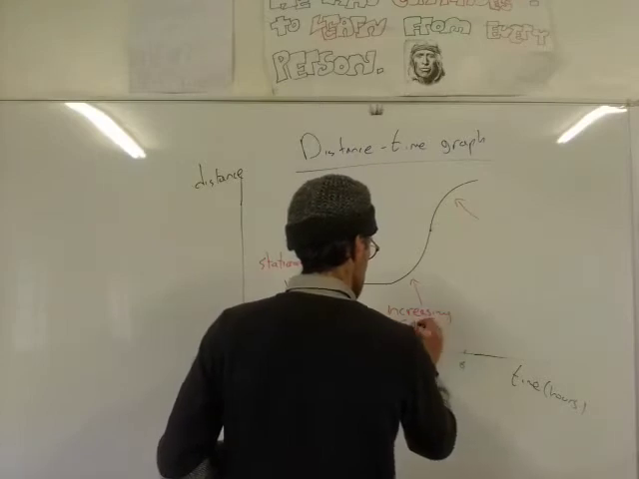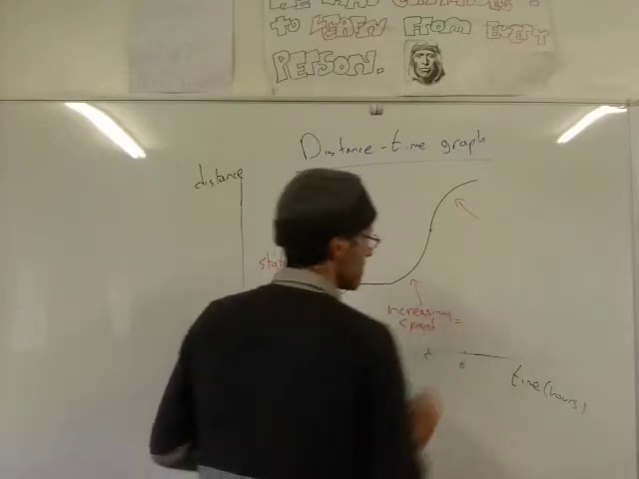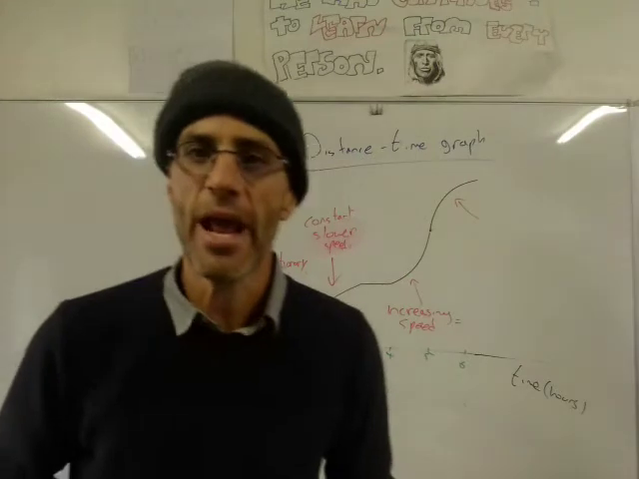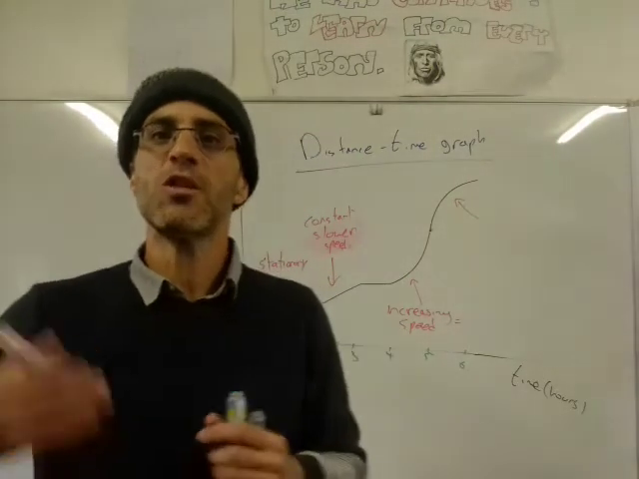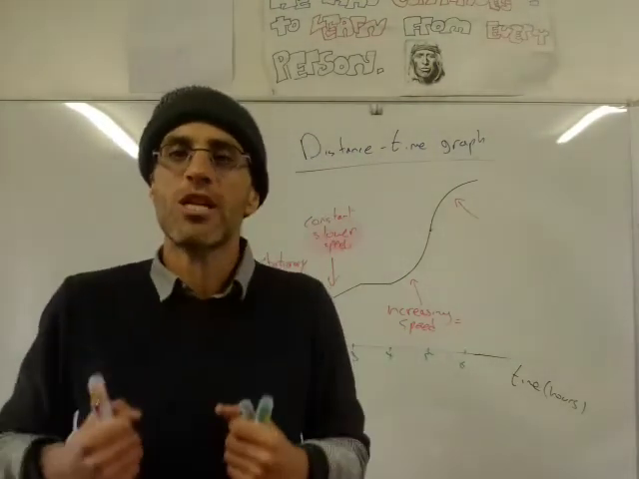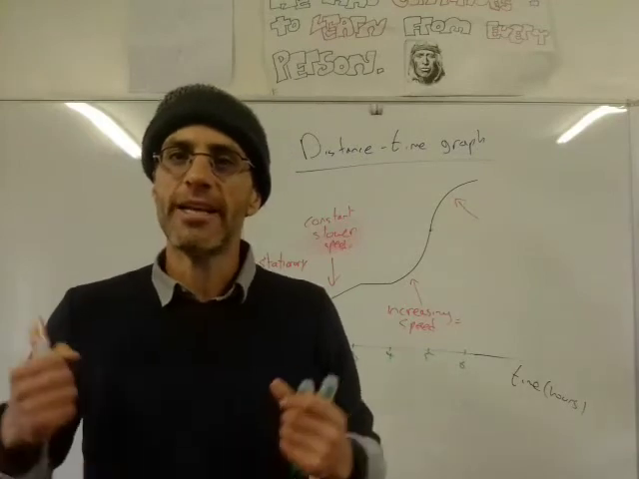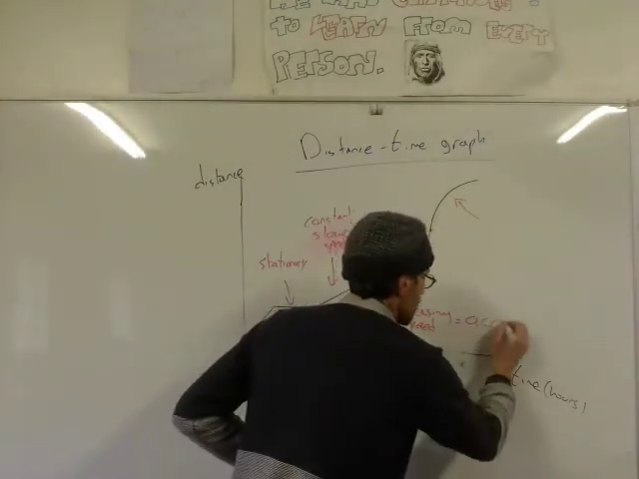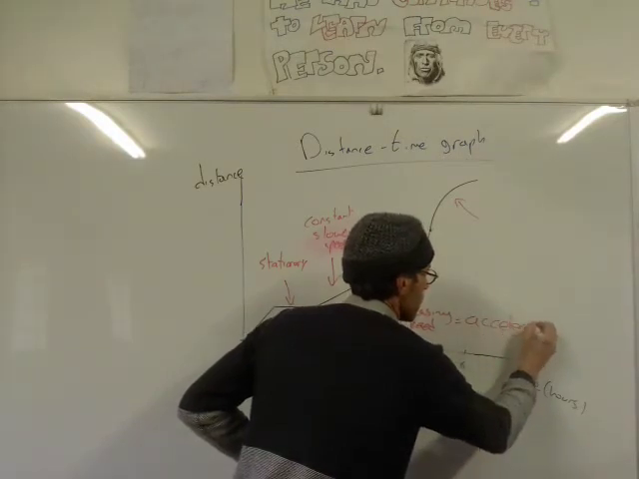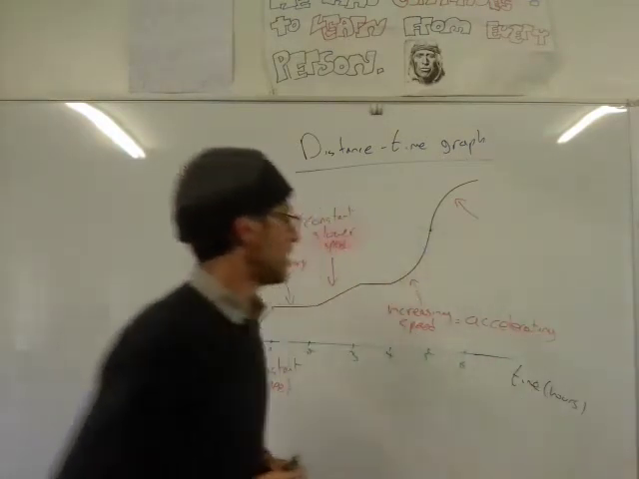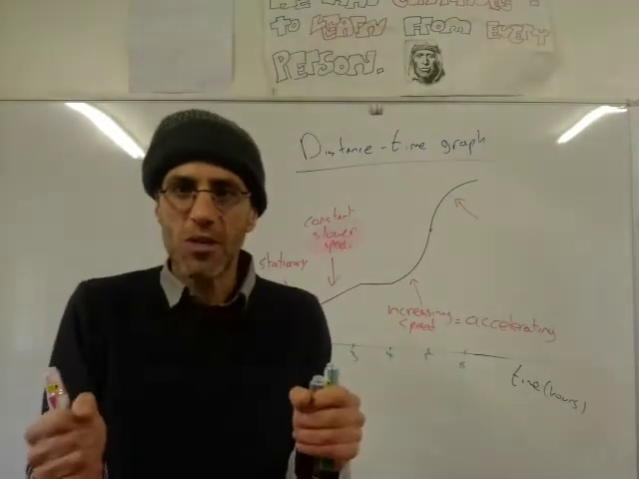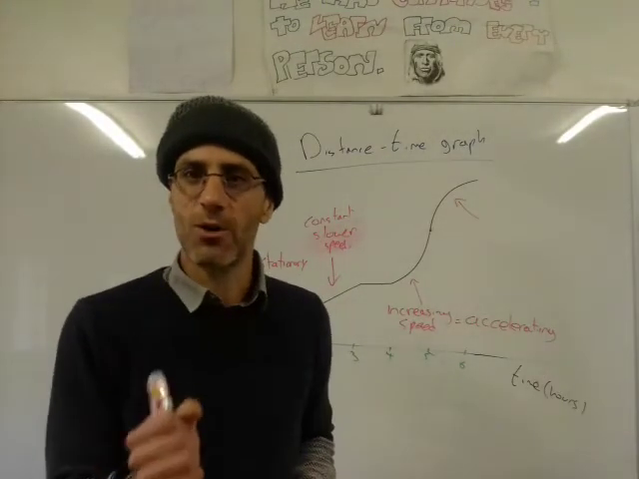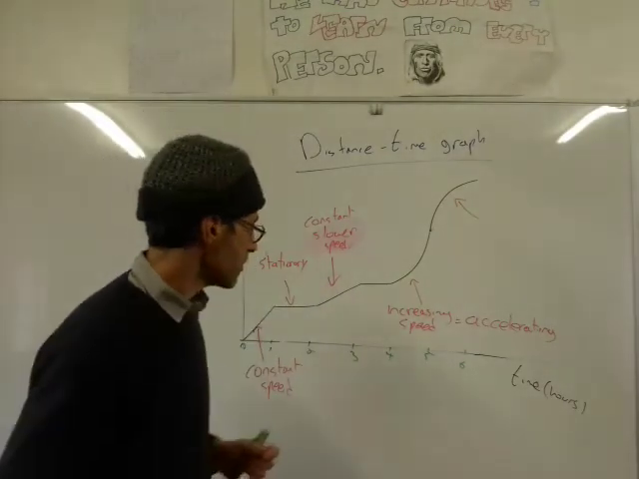Increasing speed. Now, in physics, there's a specific name for increasing speed. If the speed is increasing, if an object is speeding up, then we say it is accelerating. Okay, so that's accelerating. Okay? Accelerating. Okay, car speeds up. Okay, it's accelerating. I'm sure you've heard that word before.